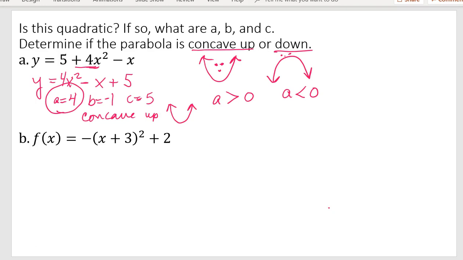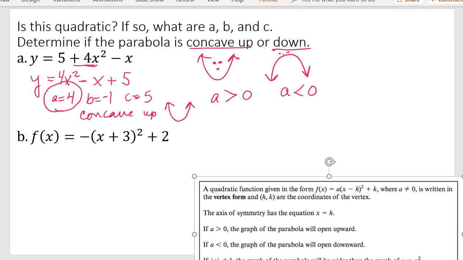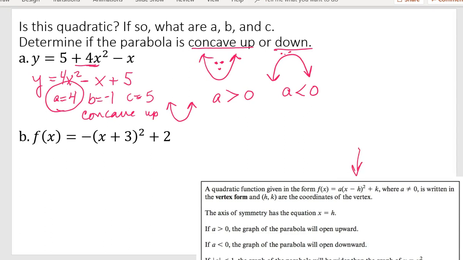Our next problem is written in vertex form. When we're in vertex form, our function is equal to a times the quantity x minus h all squared plus k. And we can read the vertex off as (h, k). But our problem asks if the parabola is concave up or down. So a is the coefficient in front of the x minus h. So our a will equal -1.